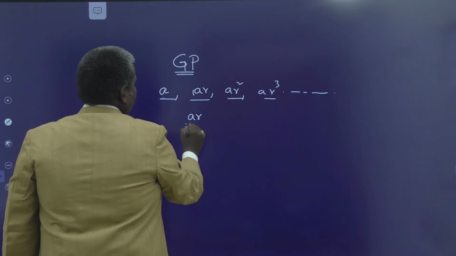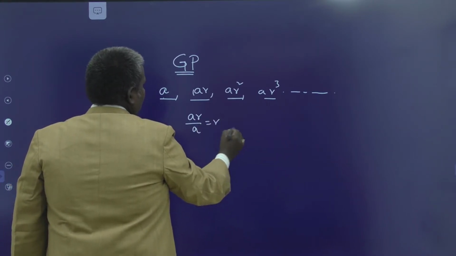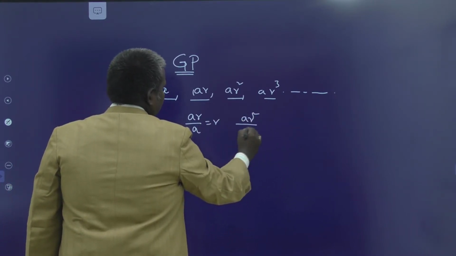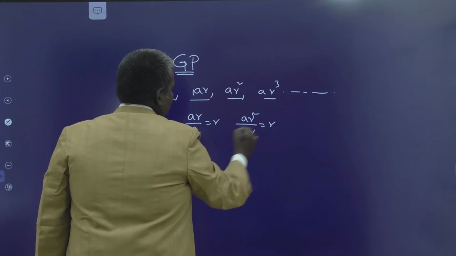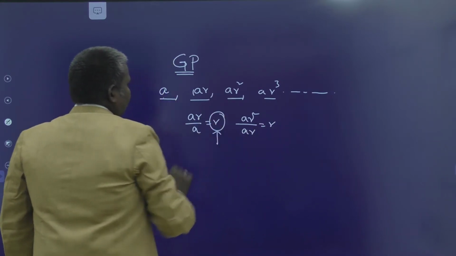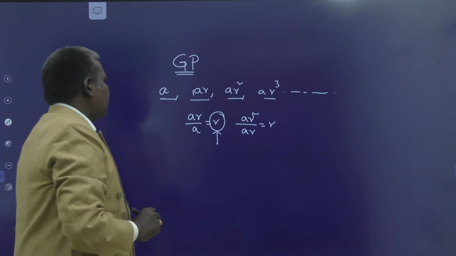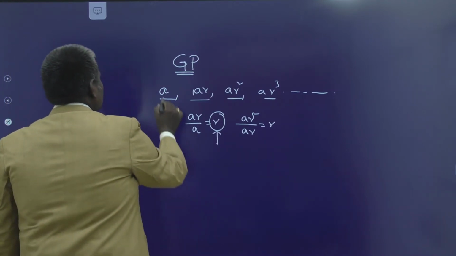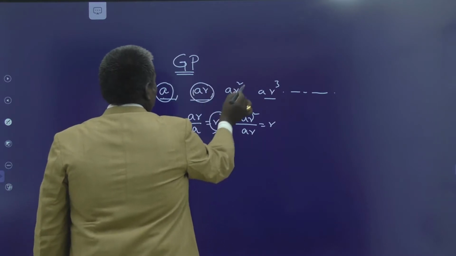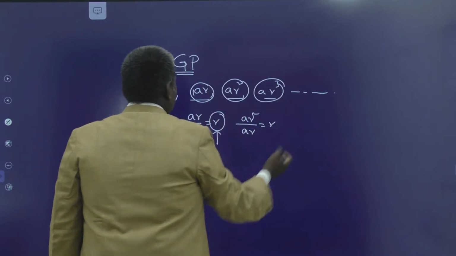Again, AR by A is R. AR square by AR is also R. This is called the common ratio of the sequence or the corresponding series. These are the terms A, AR, AR square, AR cube, and so on.